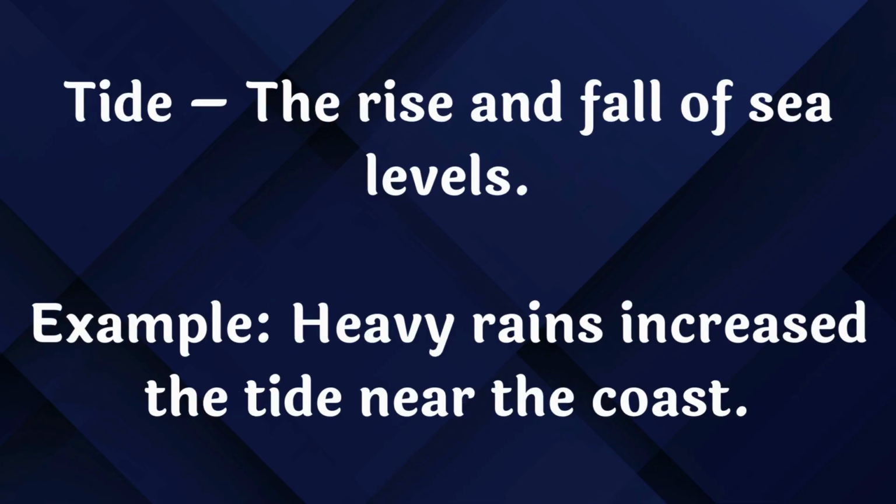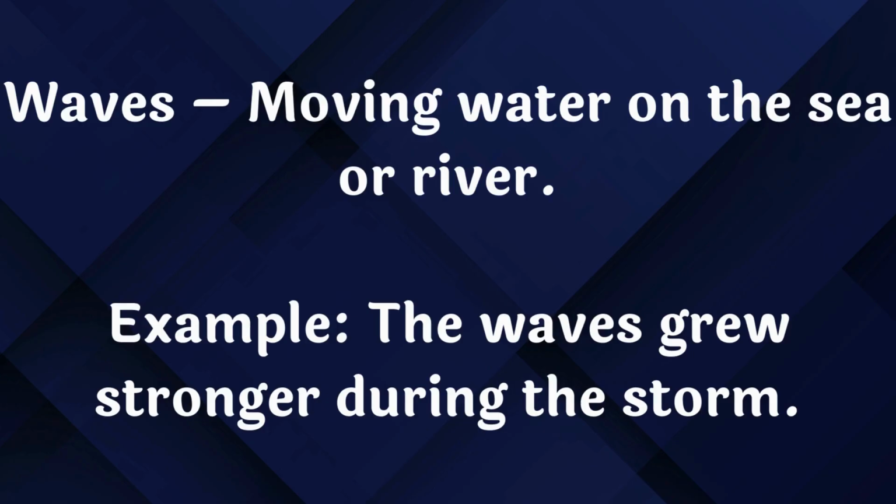Tide, the rise and fall of sea levels. Example: heavy rains increased the tide near the coast. Waves, moving water on the sea or river. Example: the waves grew stronger during the storm.